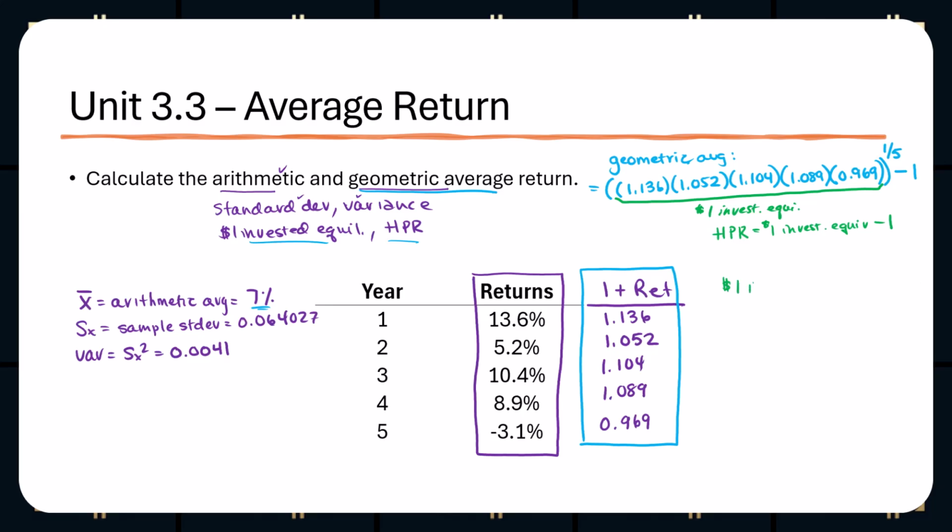Again, let's write all of this down. Our dollar invested equivalent was equal to $1.3922. Our holding period return percentage was equal to 39.22%, and our geometric average, which should be less than that 7%, came in at 6.842%.